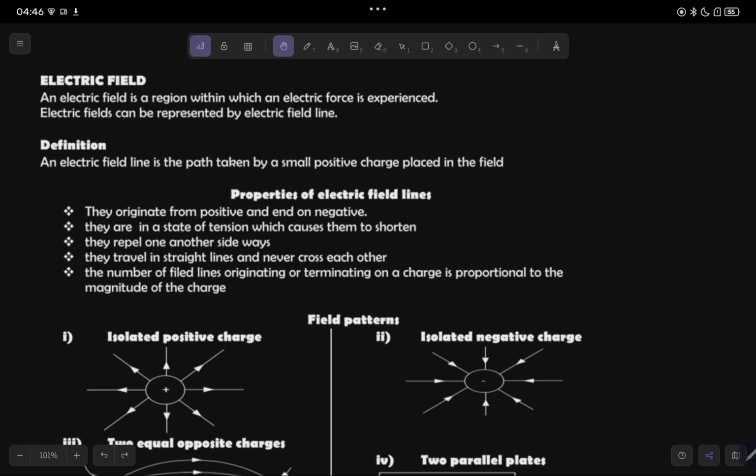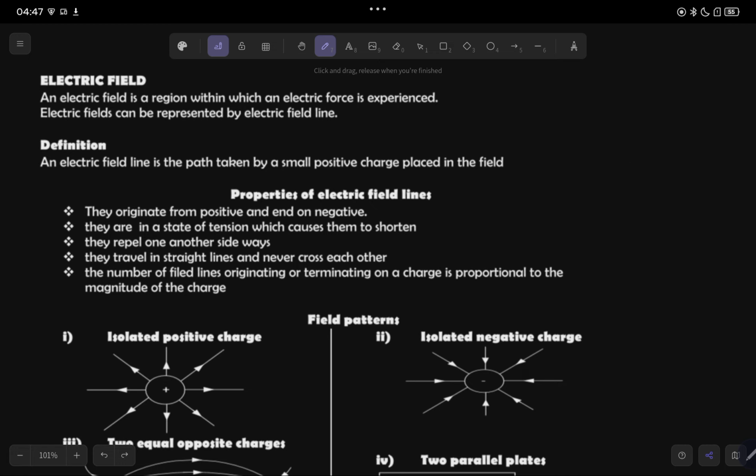Electric fields can be represented by electric field lines, that is, diagrammatically. An electric field line is a path taken by a small positive charge when placed in an electric field. Like if I have a positive charge here and I bring close to it a small positive charge, this small positive charge will obviously be repelled or pushed away due to repulsion. Therefore, electric field lines that originate from a positive charge point away, showing us that they will repel a nearby small positive charge.